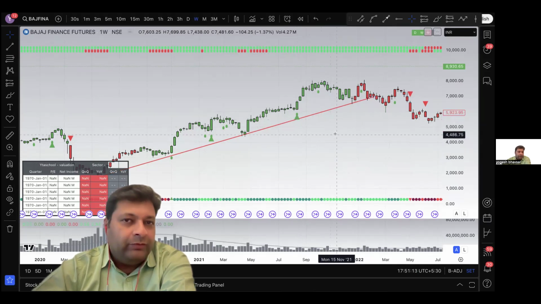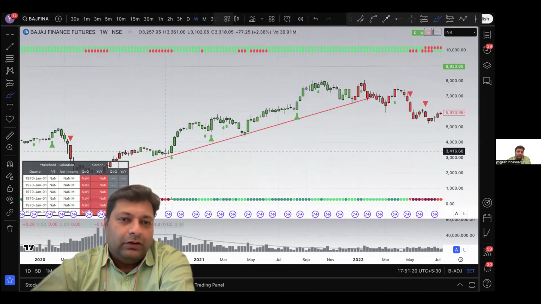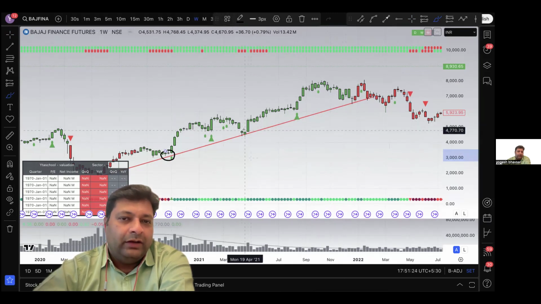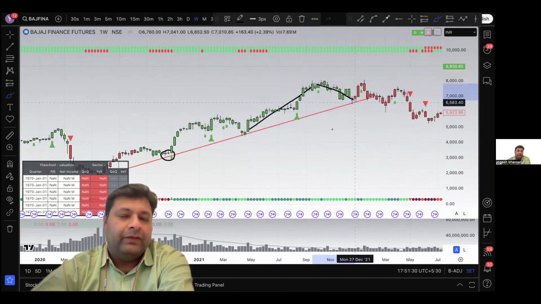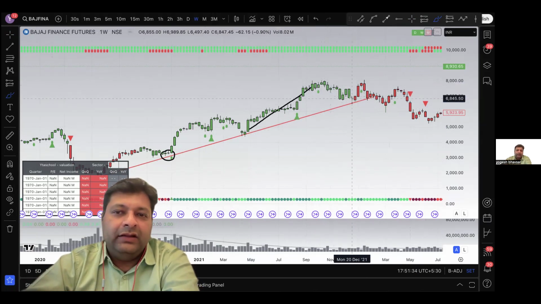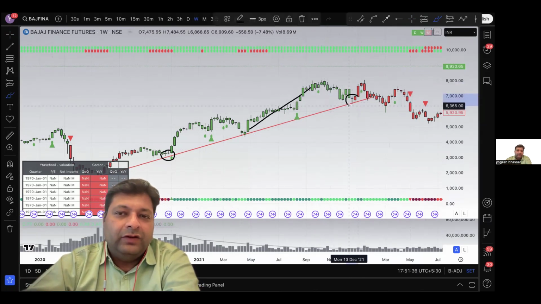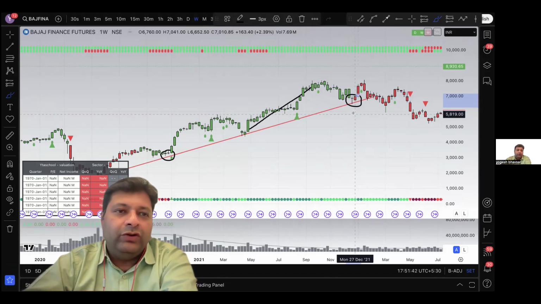Now, the most beautiful part of this strategy: see, the stock went sideways. Here it went, tested, gave a small rally. Again it came, tested, gave a small rally. Now the stock again came back to the trend line. In the normal trend line theory, if there is an engulfing candle, you will end up taking a trade.